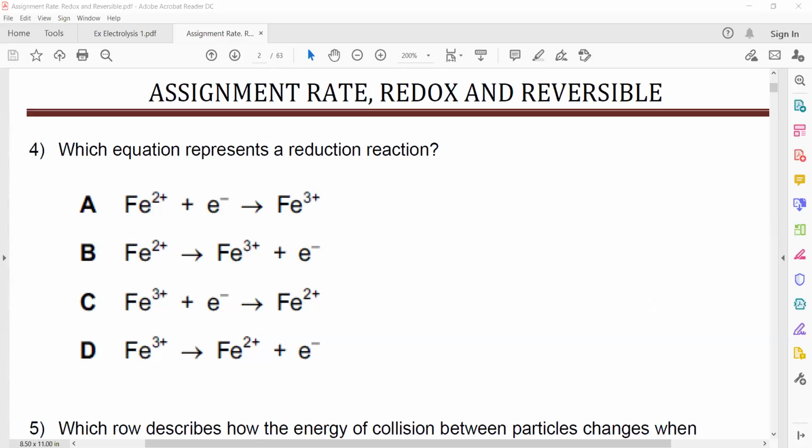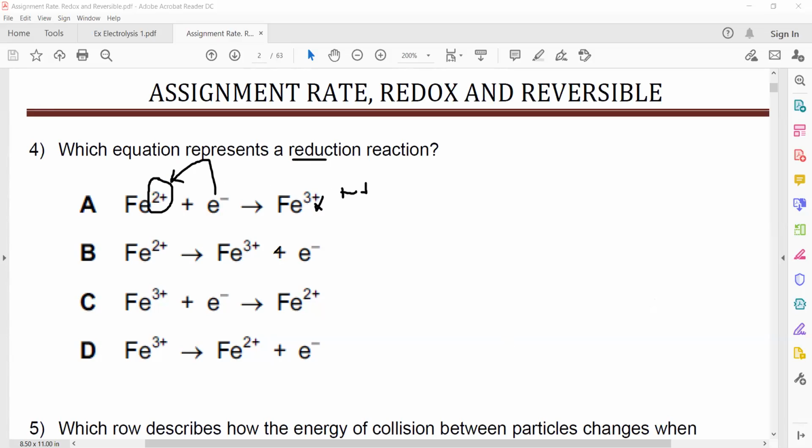So here in this question, the question was which change is a reduction? Reduction means it's a gain of electron. And when reduction happens, the charge should decrease. That's why it's called reduction, like decrease. So if it's plus 2, it takes 1 electron, it should be plus 1, not plus 3. That's why it is wrong.